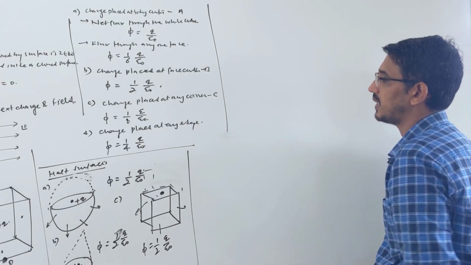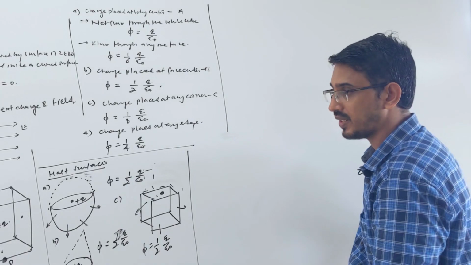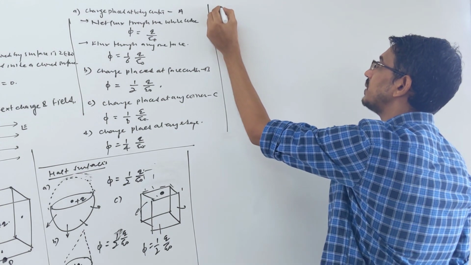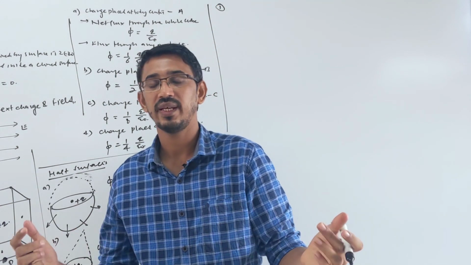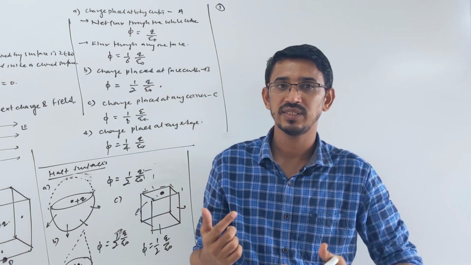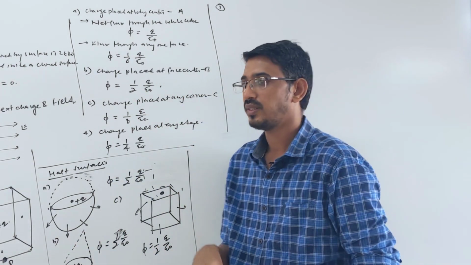Some questions they have asked this way also. How do they ask? Okay, I will write a few words. Once a question was asked, they said there is a rod of length L and it has a charge Q.